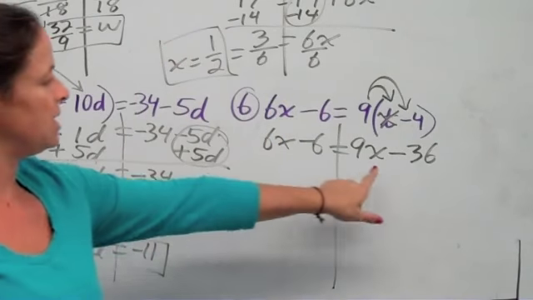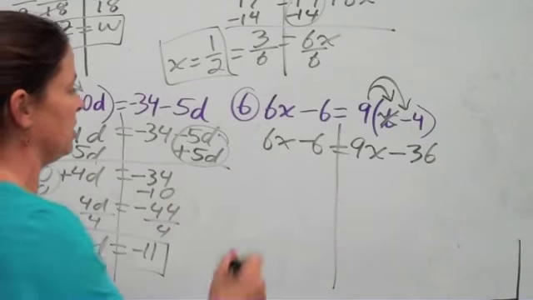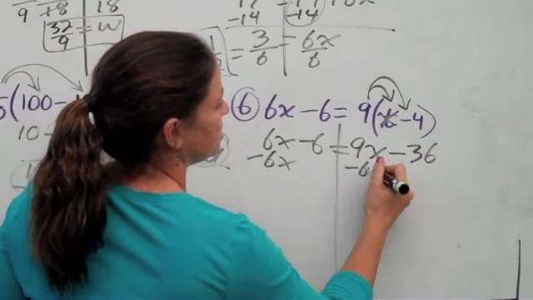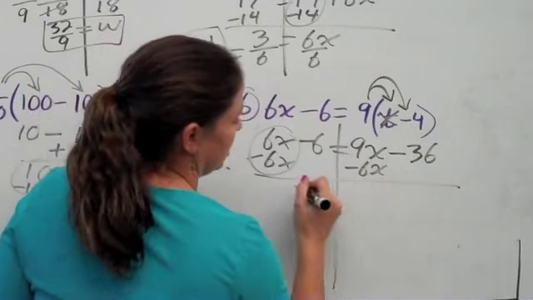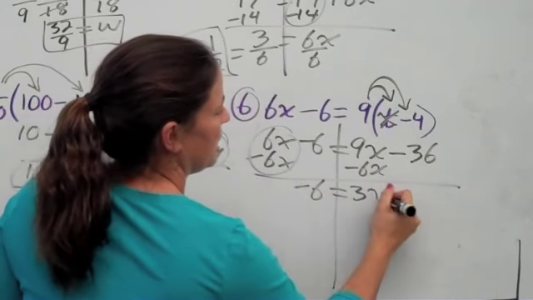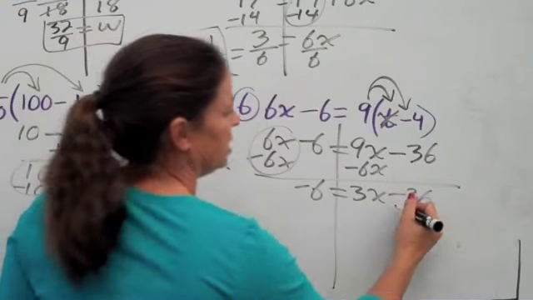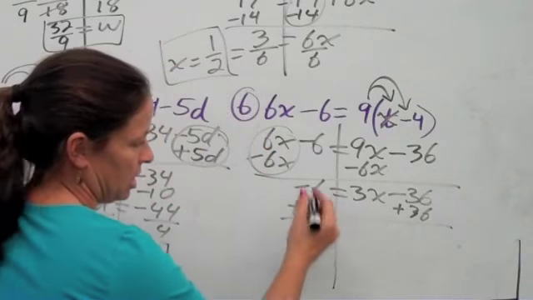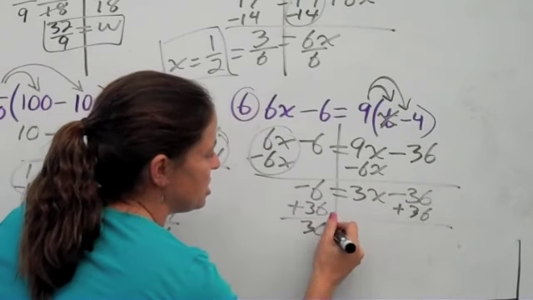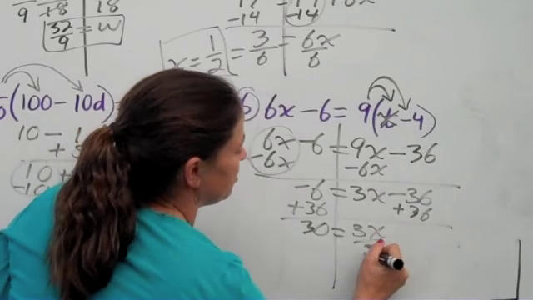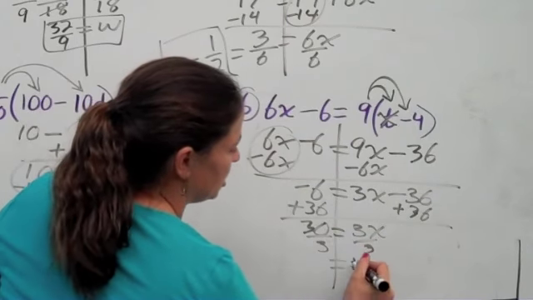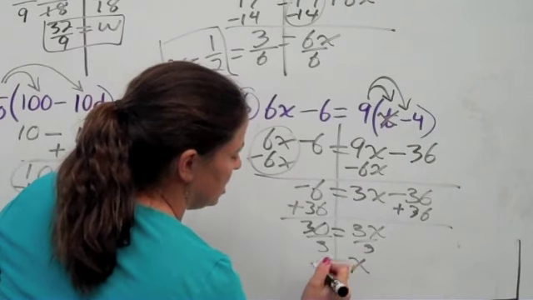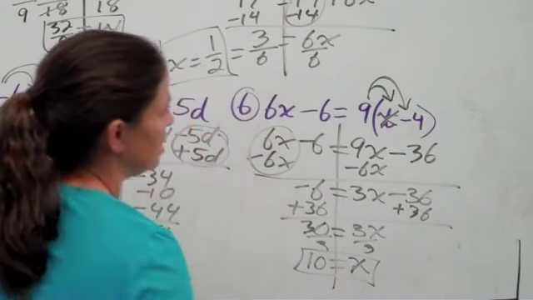All right, I have 6x and 9x. I have more x's on the right, so let's get rid of this one. Subtract 6x, subtract 6x. This will leave me with a negative 6 on the left. 3 x's minus a 36. Let's add 36. Add 36. Negative 6 and 36 is 30 equals 3x. Divide by 3, and we should get that x equals 10.